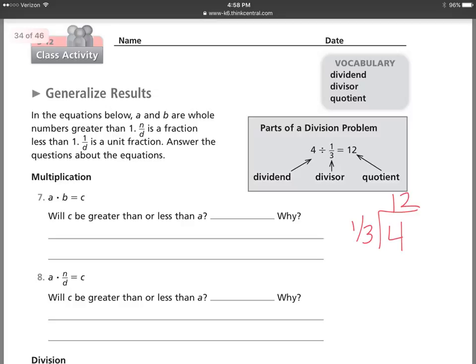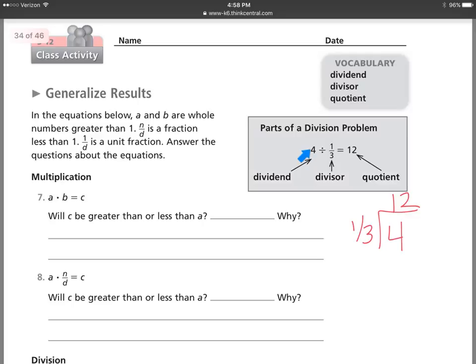You may already know that the 1/3 is the divisor. It's the number we're using to divide with. It's called our divisor. The number in the box is called our dividend. And the answer to a division problem is called a quotient. So this is where they are with the box method, which we will not be using with fractions.